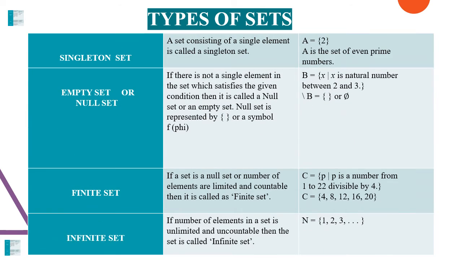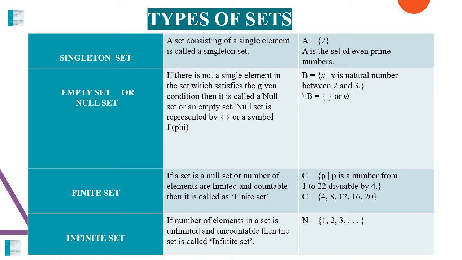So first we have the singleton set. Look at the example in the third column. A is equal to 2. So here the element is only 2. So whenever a set has a single element, it is known as the singleton set. Remember, the word single means one. So here when you have only one element in the set, it is forming singleton set.